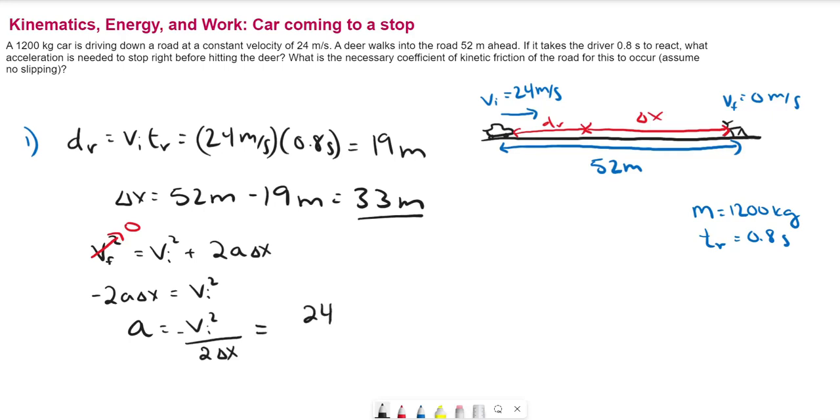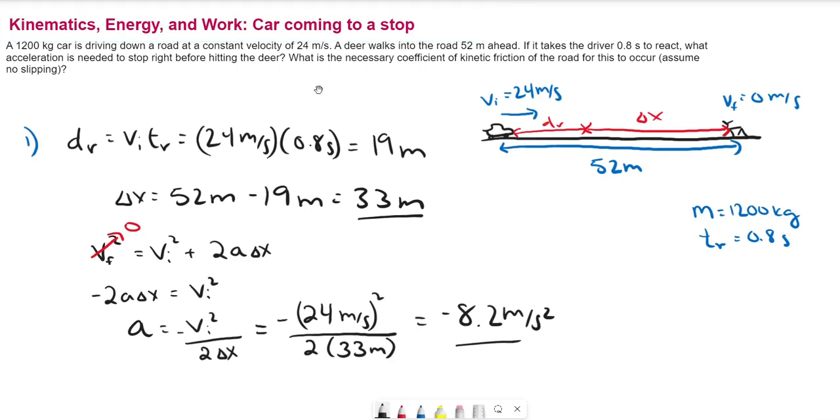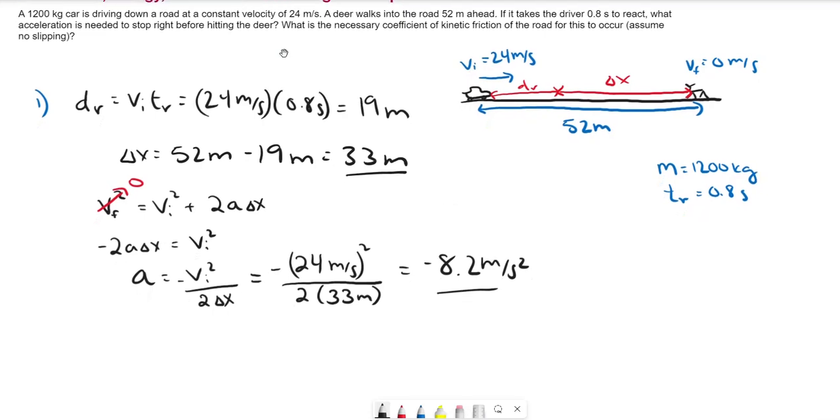So that's going to be 24 meters per second, squared. This is negative. Make sure not to square the negative sign, as it was not a part of that v initial. And divide by 2 times 33 meters. This is going to give us an acceleration of negative 8.2 meters per second squared. So this is actually a pretty high acceleration in order to stop. Now we want to find the coefficient of kinetic friction on the road in order for this car to be able to stop.